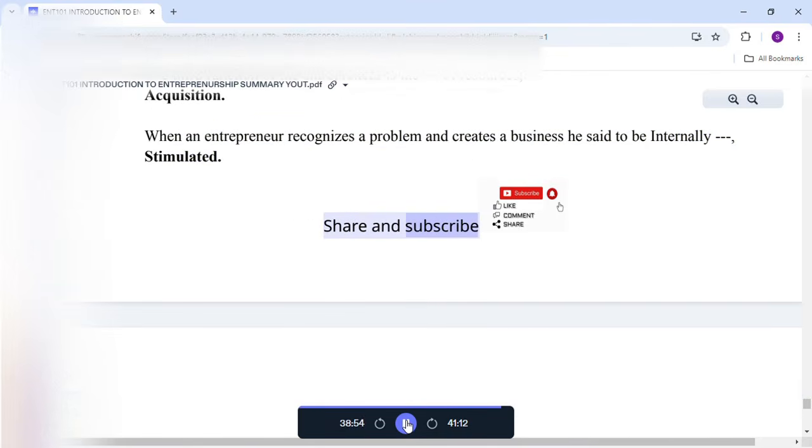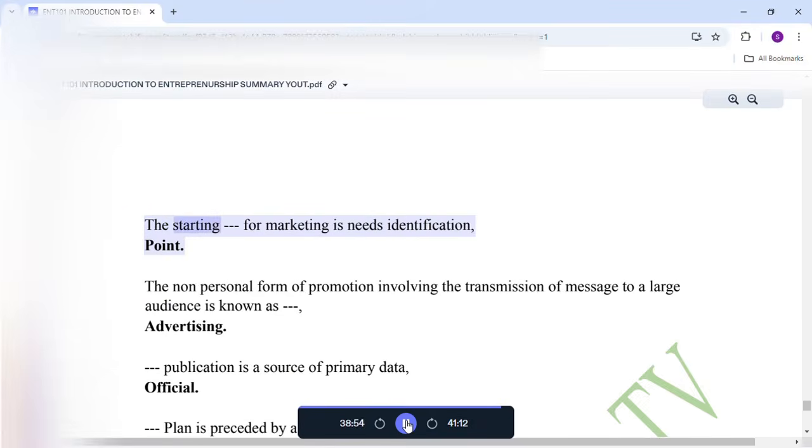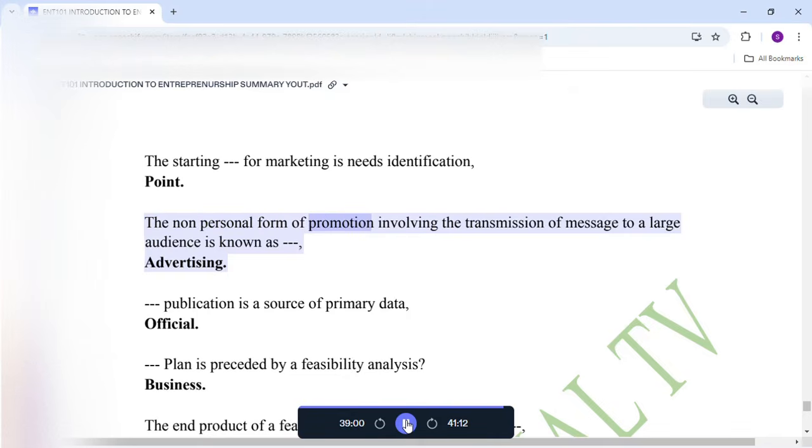The starting point for marketing is needs identification. The non-personal form of promotion involving the transmission of a message to a large audience is known as advertising.